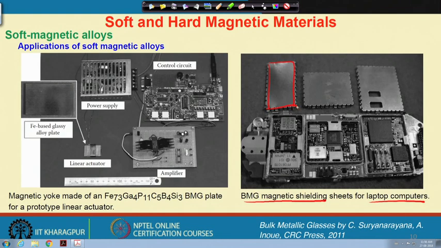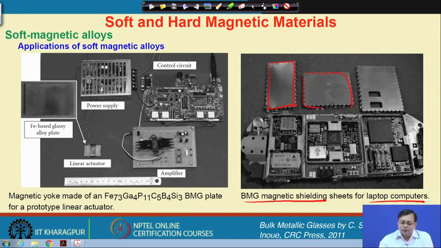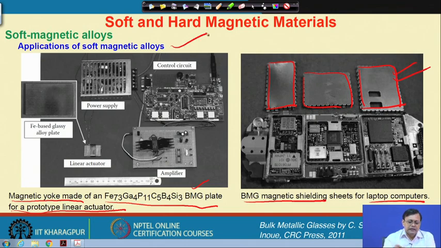Okay. So, for that kind of purpose we can produce such a plate of amorphous magnet with a very high permeability value. I can put this magnetic plate on top of a laptop, so that it could be properly magnetically shielded, or one can produce this magnetic yoke that is made of some BMG plate. BMG means bulk metallic glass, for a prototype linear actuator. So, there are large application areas of these soft magnetic materials.